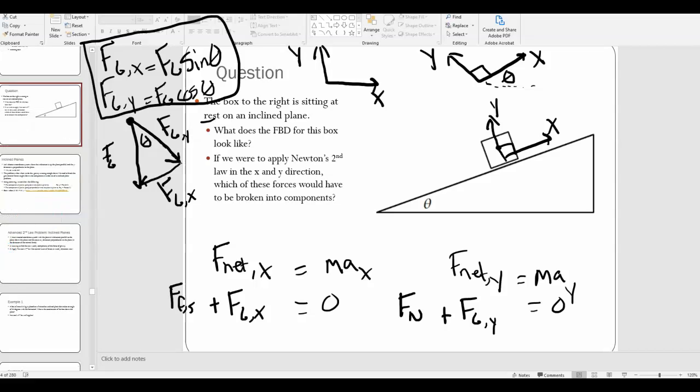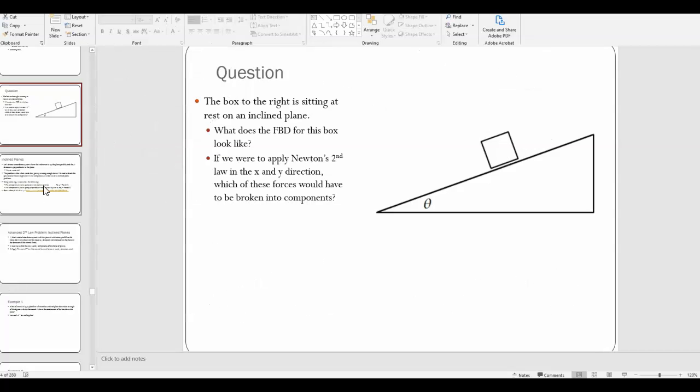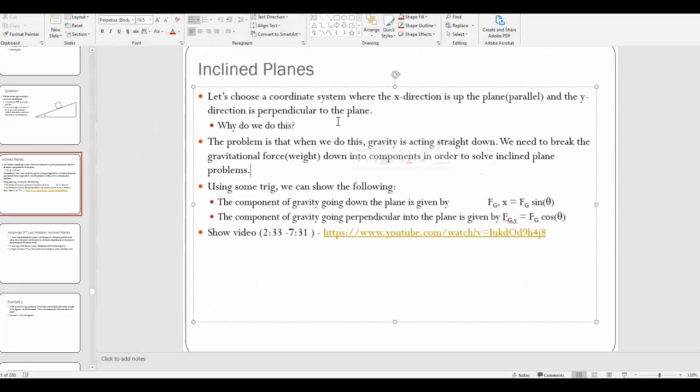Alright, so let's do some examples. I don't think there's anything new here. I think I already talked about all of this. The equations are down here. I'm going to link a video if you want to watch about 5 minutes of it. You can maybe get a better understanding of where these equations come from since my picture kind of sucks. I would encourage you to check out at least between 2:33 and 7:31 of this video, and that might help you.